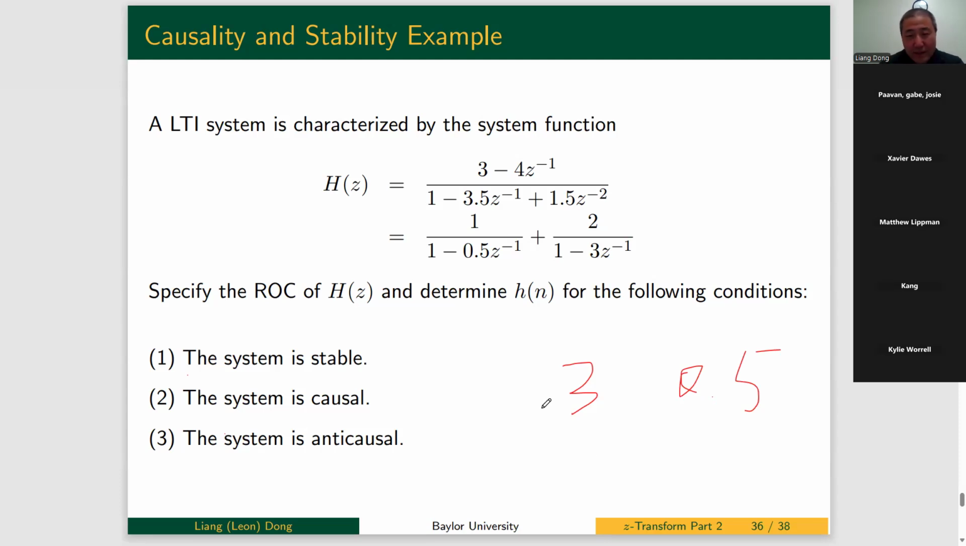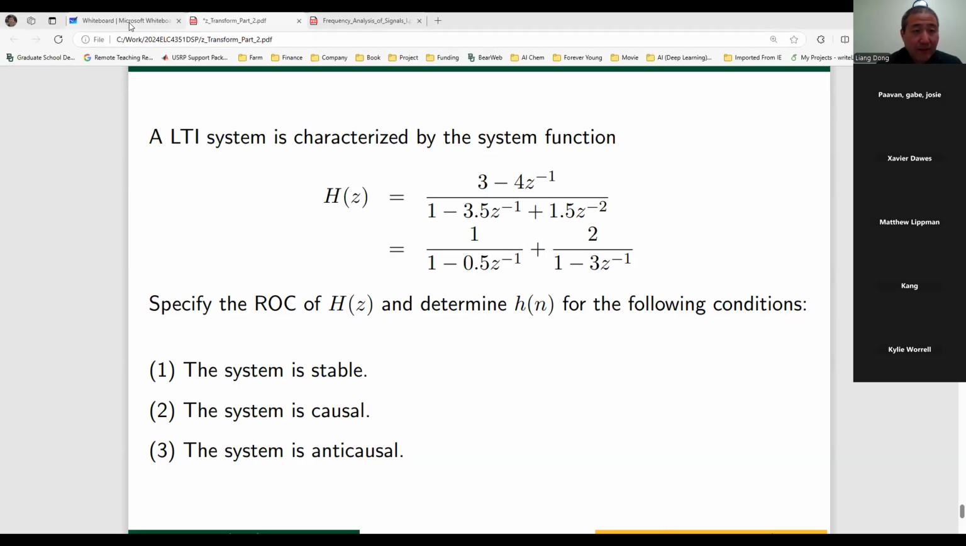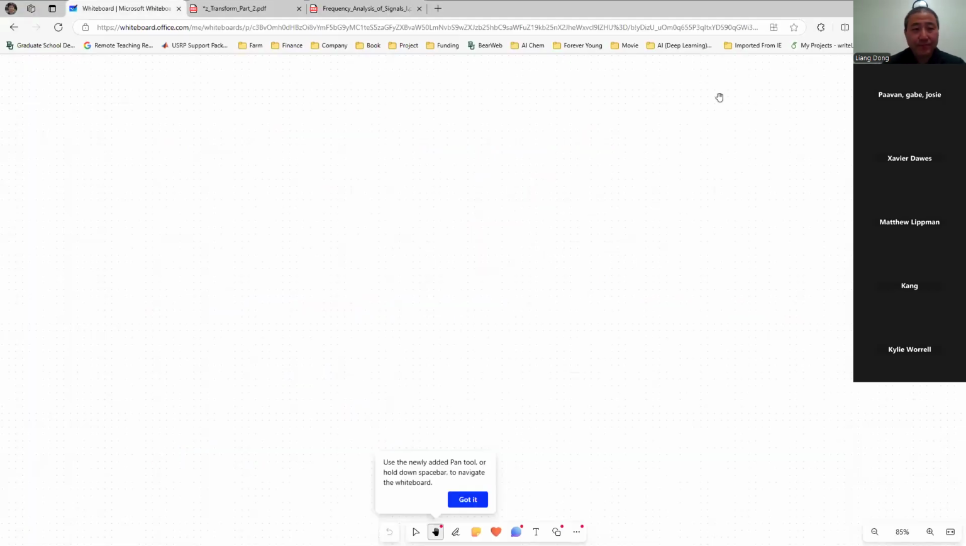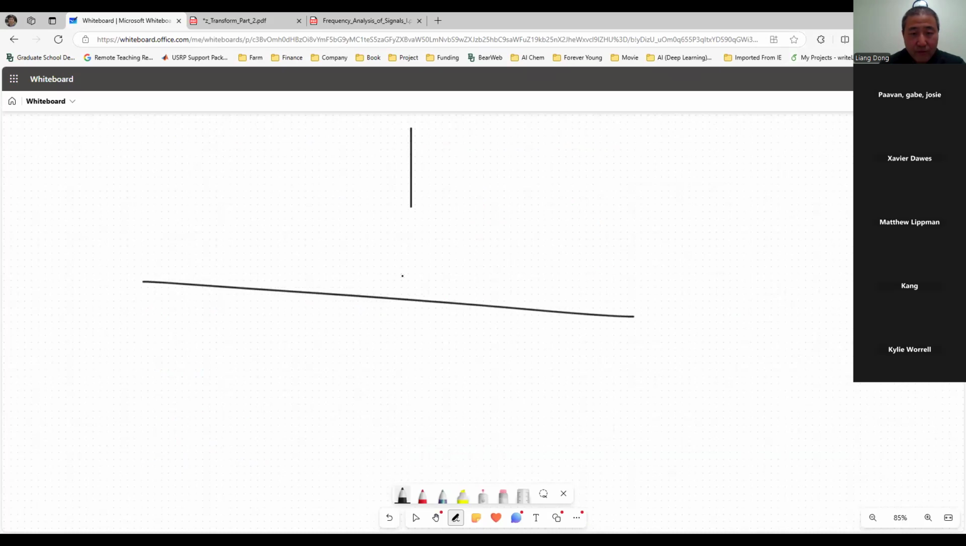Very good. So let me draw the region of convergence, right? With poles, then I have to draw the boundary of region of convergence. Let me share this screen. Can you see the whiteboard? Okay, so I have two poles.